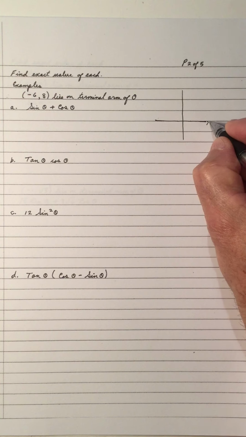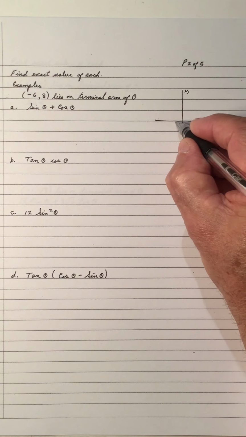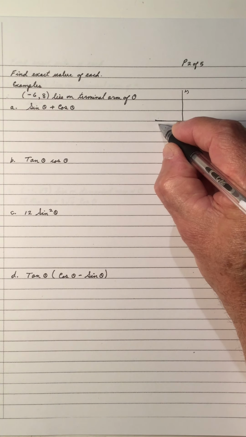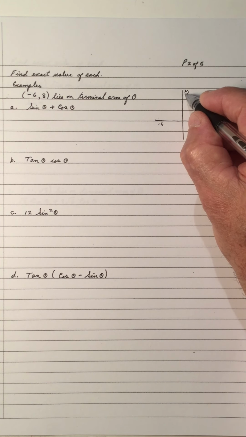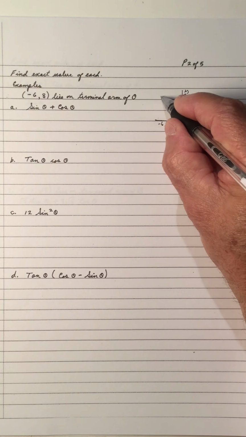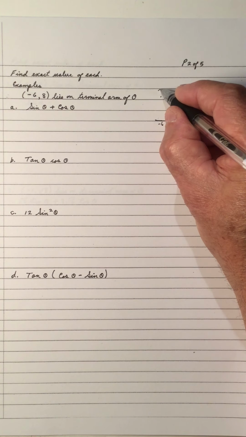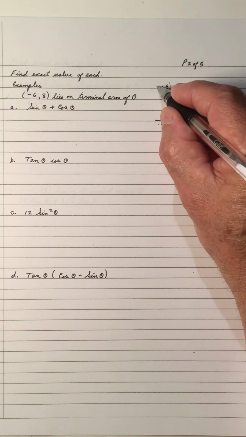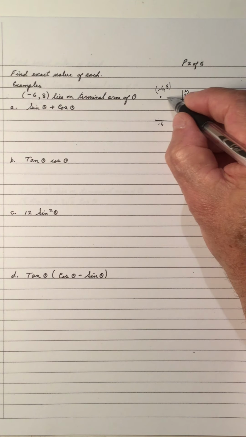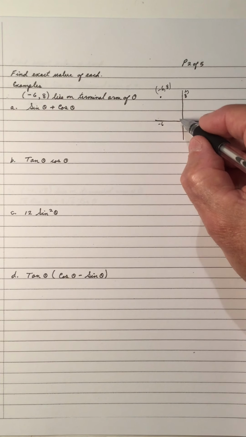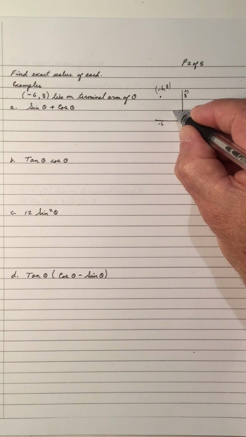X is right here, y is here, so x is negative 6. Let's pretend it's right there. And y is 8. Let's pretend it's right there. Don't have to be exact. So the point negative 6, 8 is right there, up from here and over from there. That means I have a terminal arm going through that.